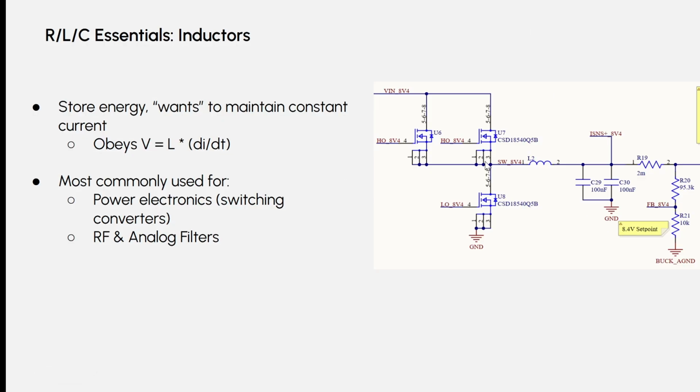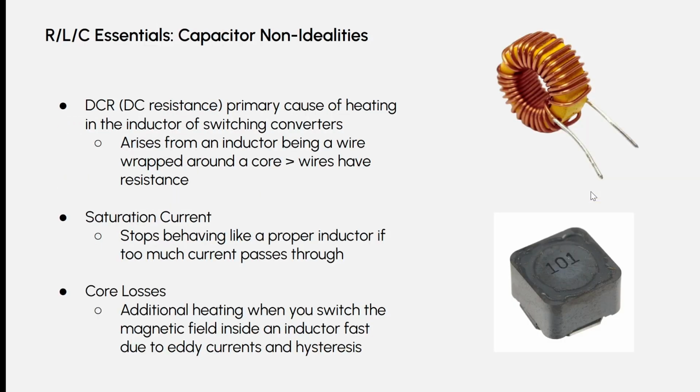The schematic you're seeing right here is a buck converter, which we'll cover later, but is a DC-DC switching converter that converts, this one in particular does 24 volts to 8.4 volts. And you can see the inductor is right here in the middle. It's the key energy storage element. There are not too many non-idealities with them that you'd need to really worry about unless you're making a buck converter, which I guess is what you're using them for.